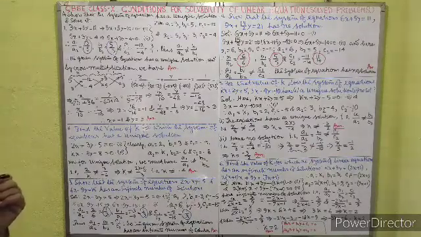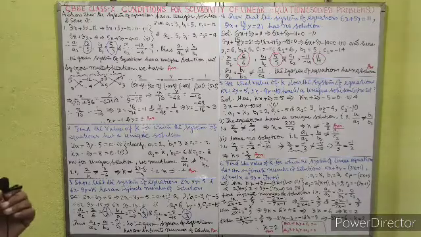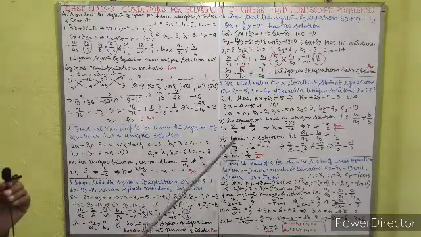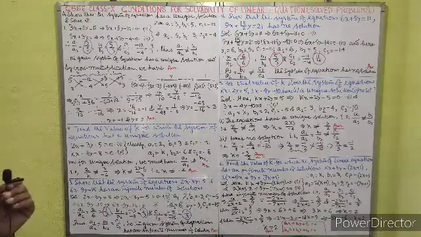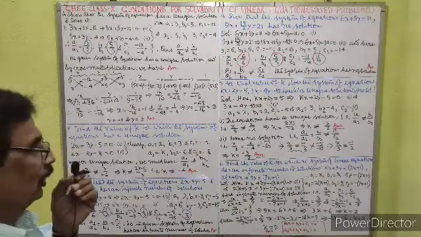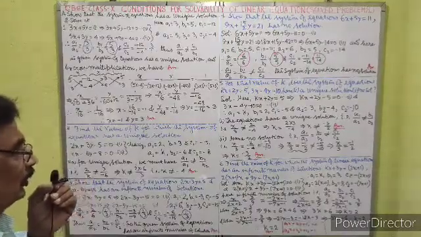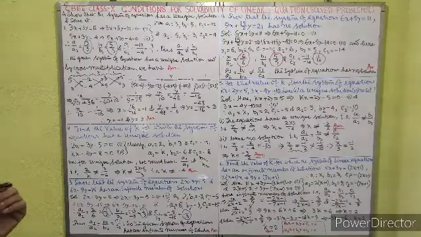So for the first part, the equations have a unique solution when a1/a2 is not equal to b1/b2. a1/a2 = k/3 is not equal to 2/-4. So k is not equal to -3/2. This is the answer. And now for no solution.